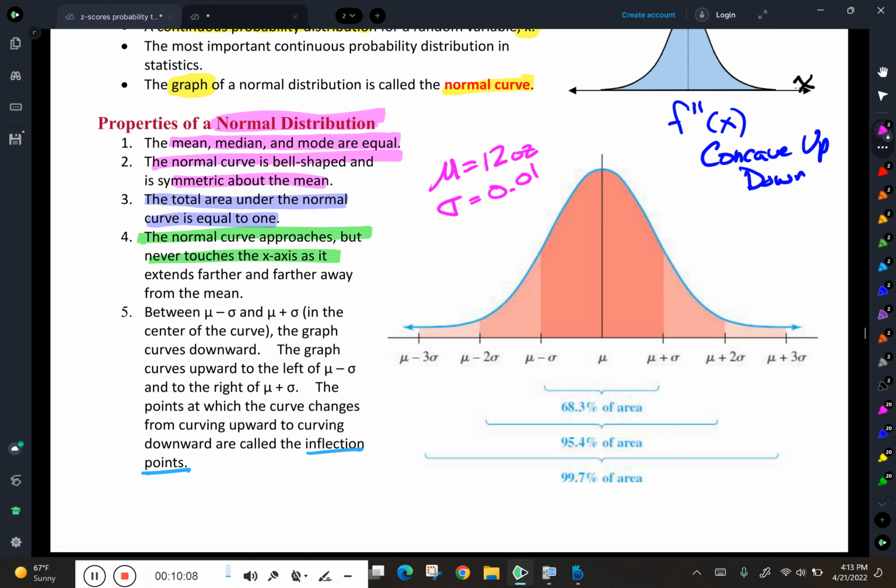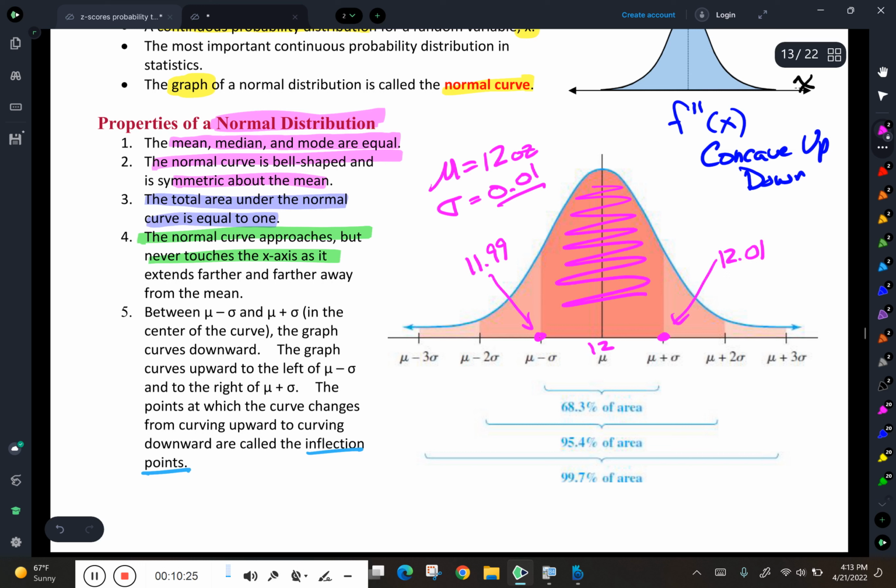Okay? That means that from here to here, now if this number is 12 and my standard deviation is 0.01, that number right there would be 11.99. And that number right there would be 12.01. That would mean that in there, that region represents 68.3%. Or if I went down to the assembly line and grabbed a can of soda, I'd have a 68.3% chance that can of soda would have somewhere between 11.99 and 12.01 ounces in it.